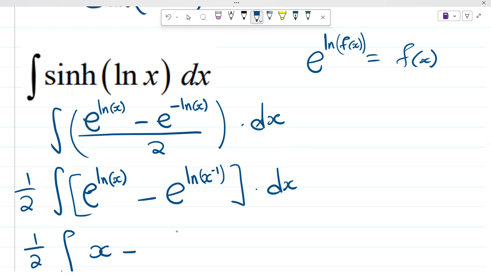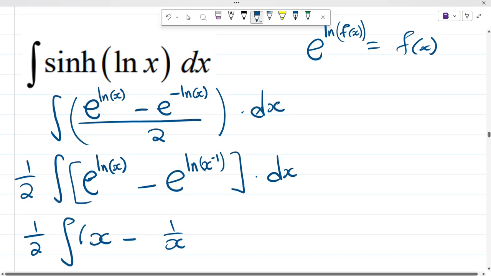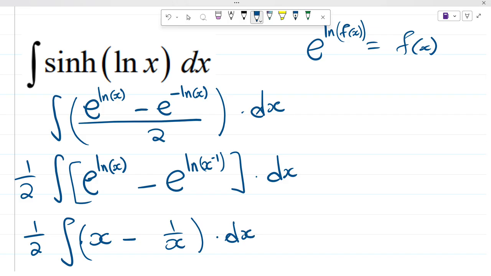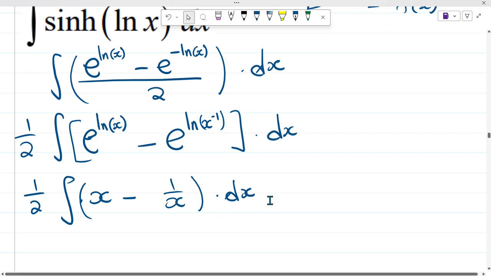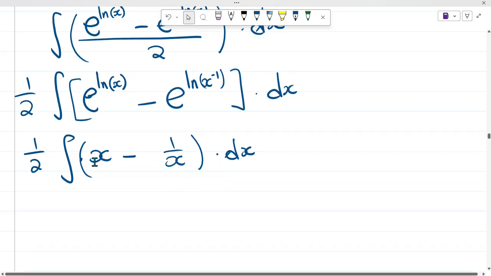And then minus, so this one, what is it going to be? It's going to be 1 over x, right? Because it's x to the power negative 1. So it's just going to be 1 over x, because x to the power negative 1 is the same as 1 over x. I hope that's not a problem there. All right, then from here, what are we going to do? We can see that now it's easier to integrate.